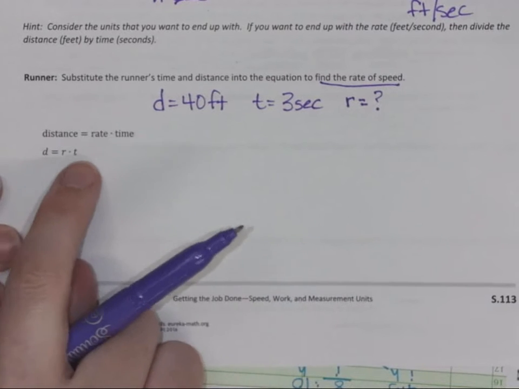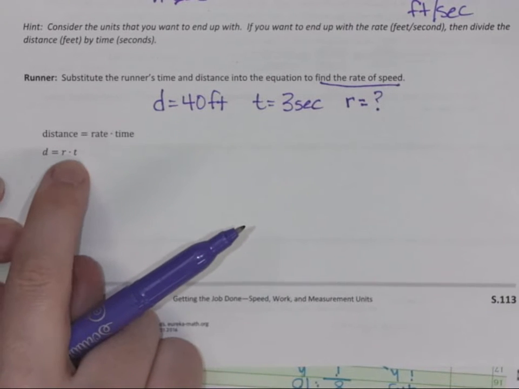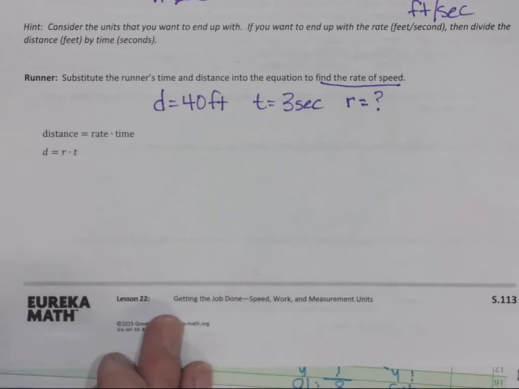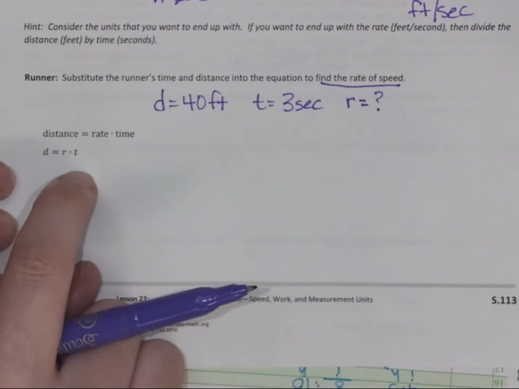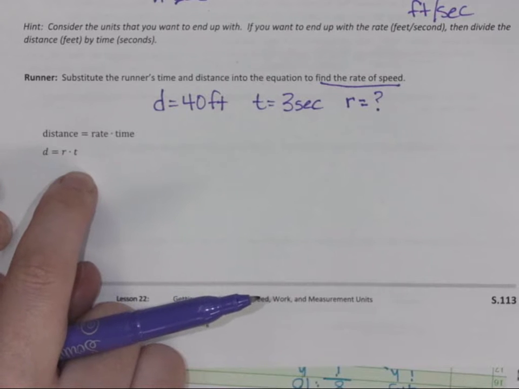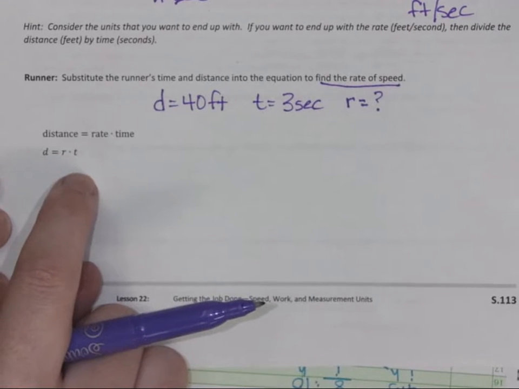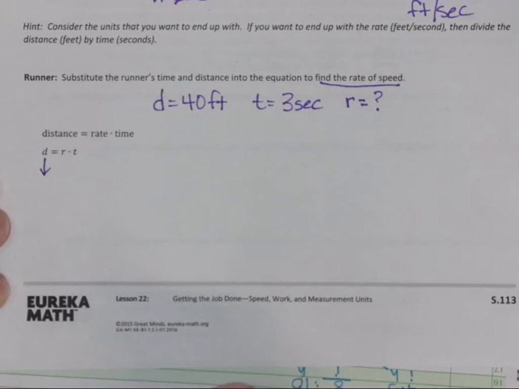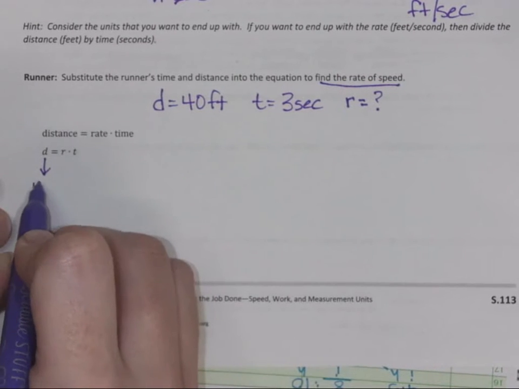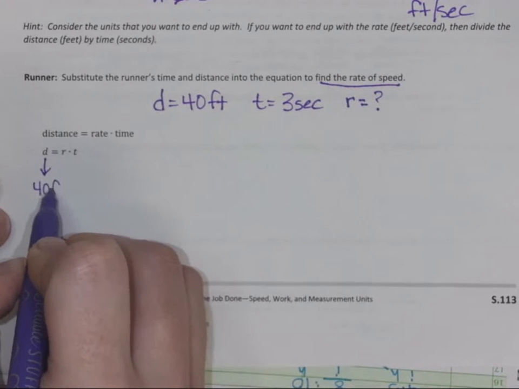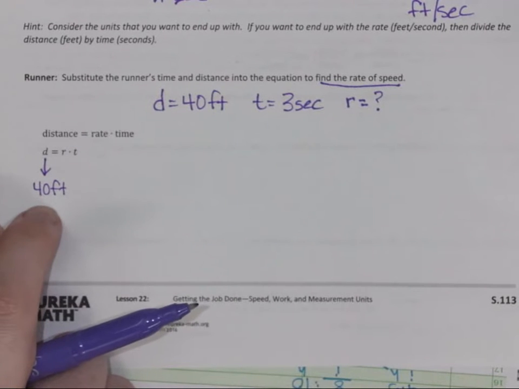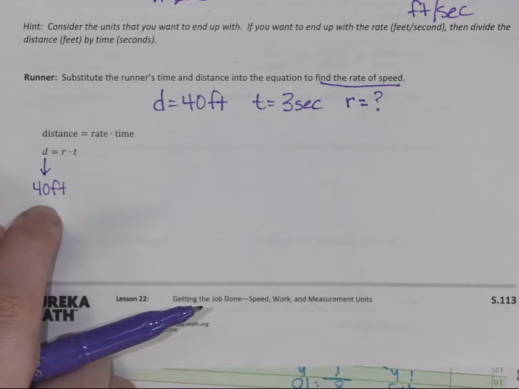Remember, here's our formula for distance. It never changes. Distance is always equal to rate times time. Let's plug in what we know. Do we know the distance? Yes. What is it? 40. 40 what? Feet. Now, always keep your units with your numbers so you don't get mixed up. 40 feet.